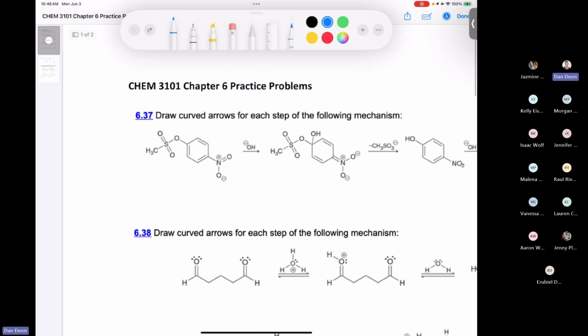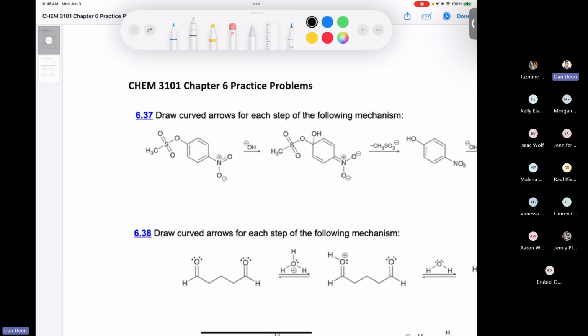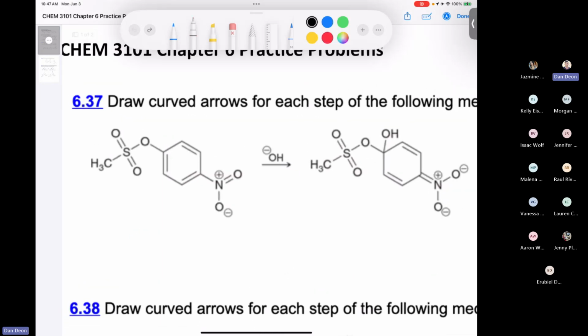So it says draw the curved arrows for each step of the following mechanism. So we have hydroxide here that's reacting with this big old molecule here, and you can see that the hydroxide ends up, if I highlight this carbon, let's say in red, you can see the hydroxide ends up there, okay? So if we were to draw the curved arrows, what I'm going to do is first put in the lone pairs on the hydroxide, 1, 2, 3, 4, 5, 6. And so the hydroxide is not going to act as a base, but it's going to act as a nucleophile, and it's going to attack this carbon here.